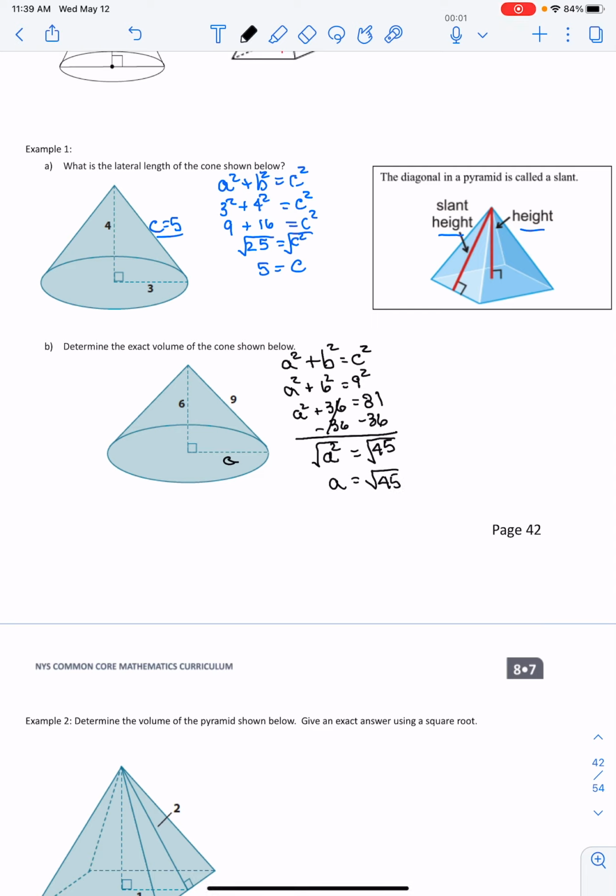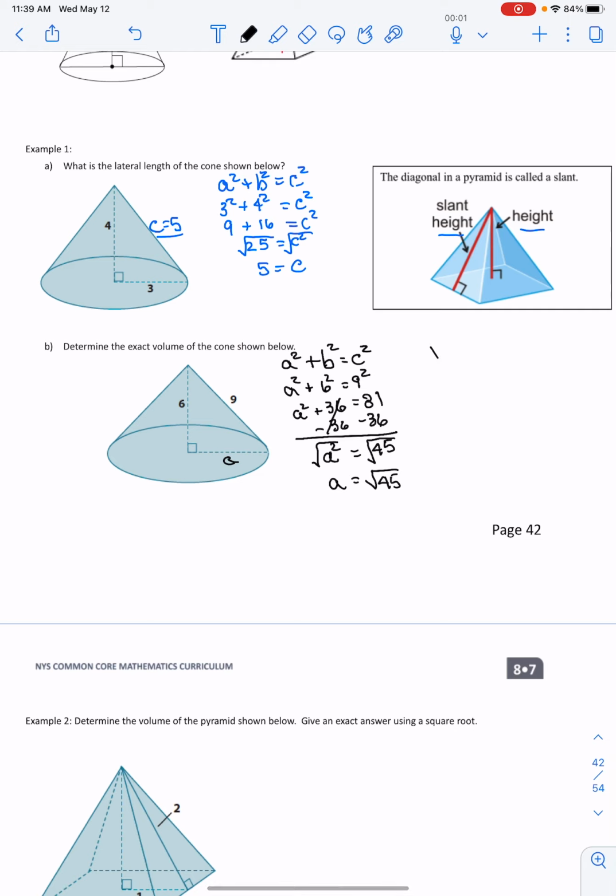Now I'm going to leave this, and the reason that I am is because it wants the exact volume. Remember, exact is when you give an answer in terms of pi. And because when we have the area of the base, remember, is pi r squared. And my radius is a. So if I square this, my answer is going to be 45.